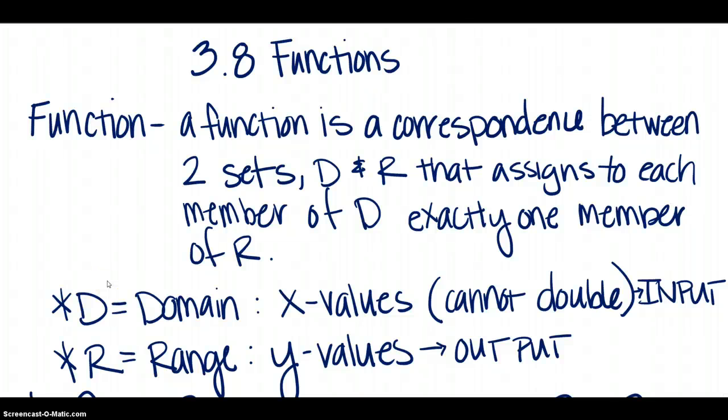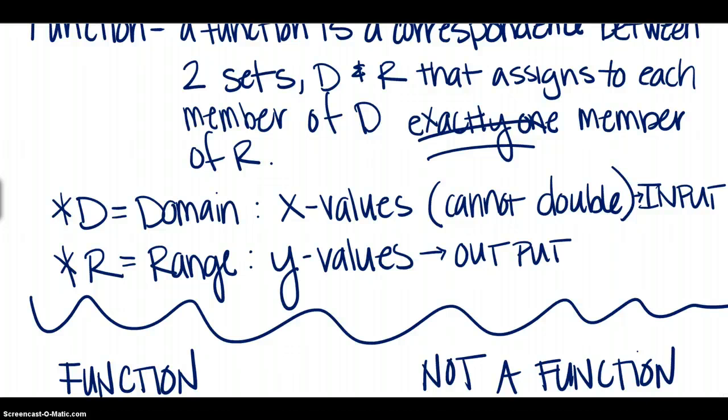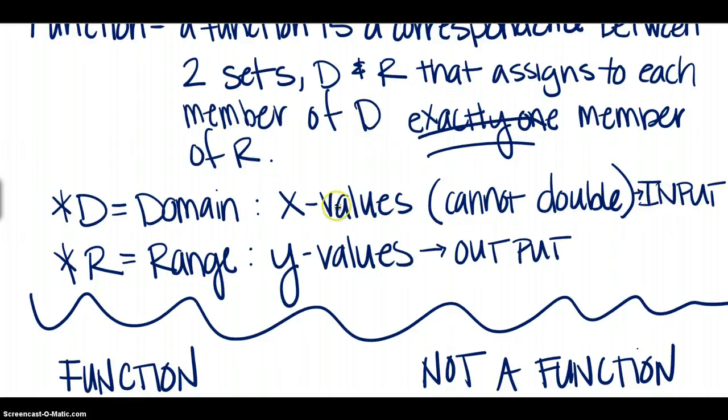Okay, so today we're going to be talking about functions, which is 3.8 in the Algebra II Dolciani book. A function is a correspondence between two sets, D and R, D domain, R range, that assigns each member of D exactly, so that's important, exactly one member of R. As I said, D is the domain and R is the range.